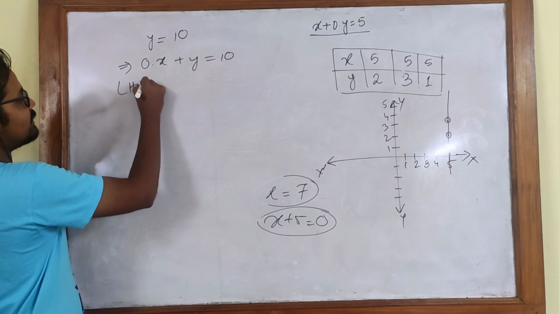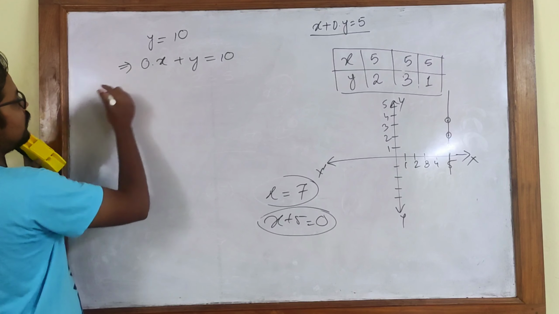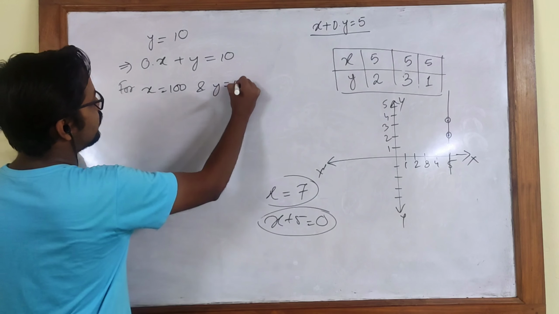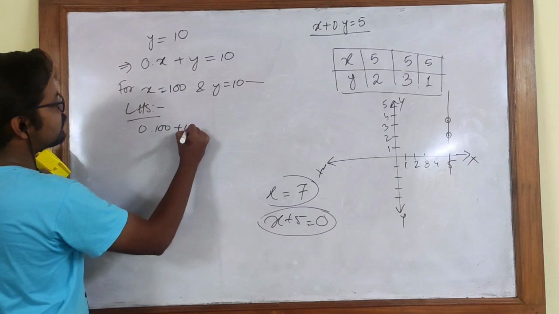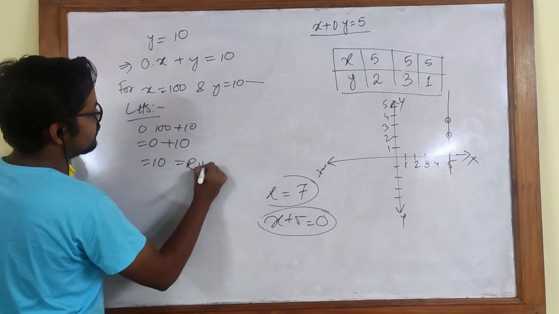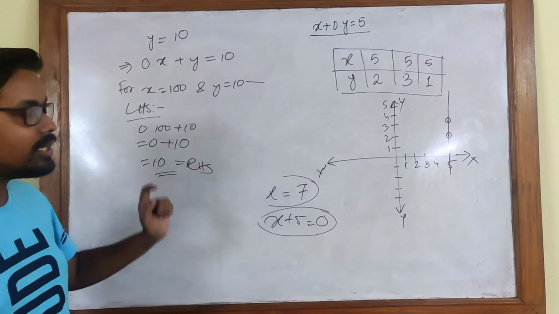So for the LHS, let us take any value for x, suppose 100, and y equal to 10. What do we have for the LHS? 0 into 100 plus 10, that is 0 plus 10, that is 10, which is equal to the RHS. So whatever value we take for x, the answer will always be equal to the RHS.